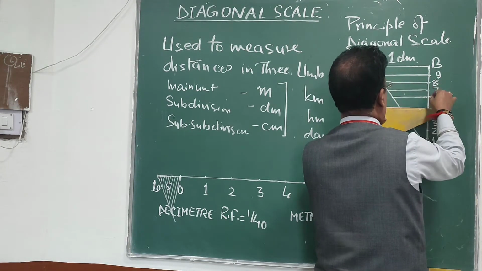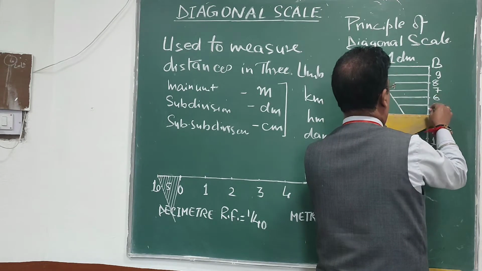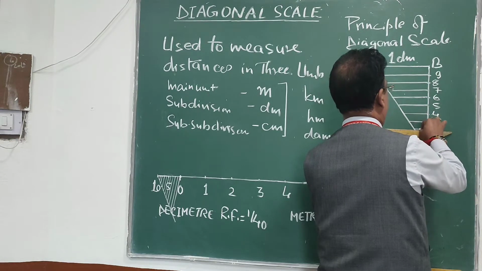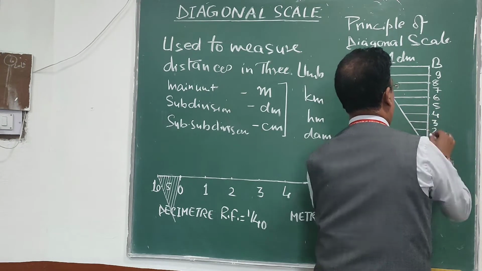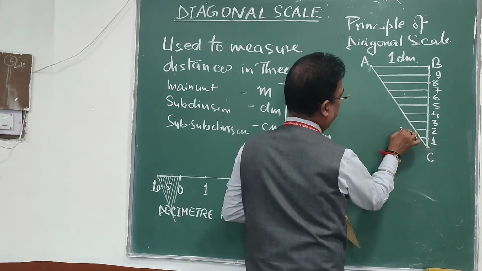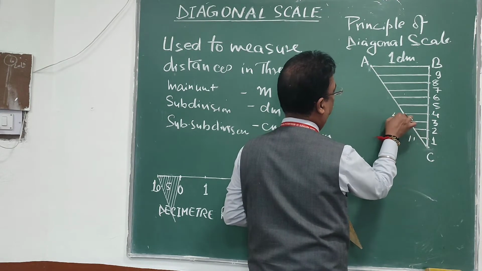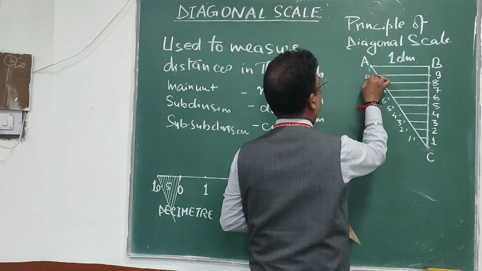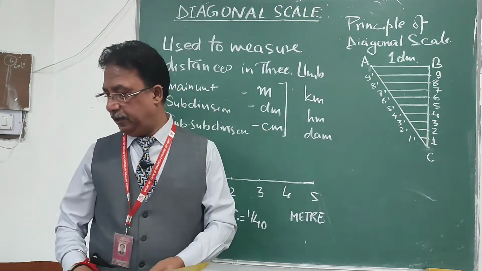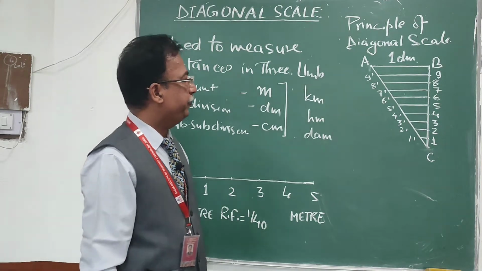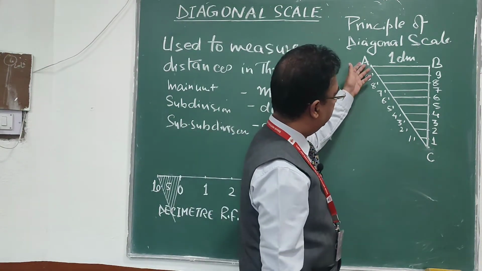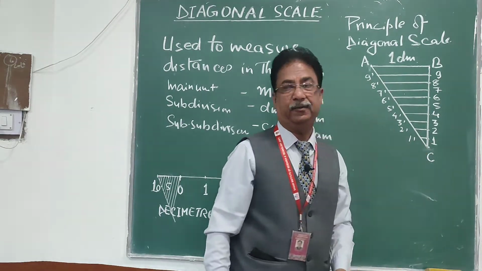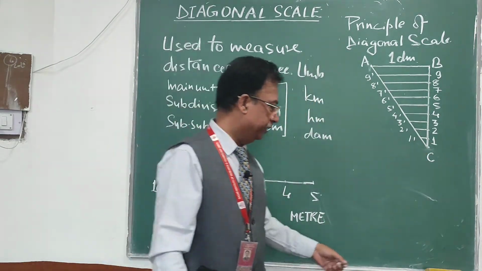So I am drawing lines parallel to AB from all these points 1, 2, 3, 4, 5, 6, 7 like this, and name these points as 1 dash, 2 dash, 3 dash, 4 dash, 5 dash, 6 dash, 7 dash, 8 dash and 9 dash. Now look at this figure. In this figure there are a number of triangles. The biggest triangle will be ABC, then C9 9 dash. The smallest triangle will be C1 1 dash.